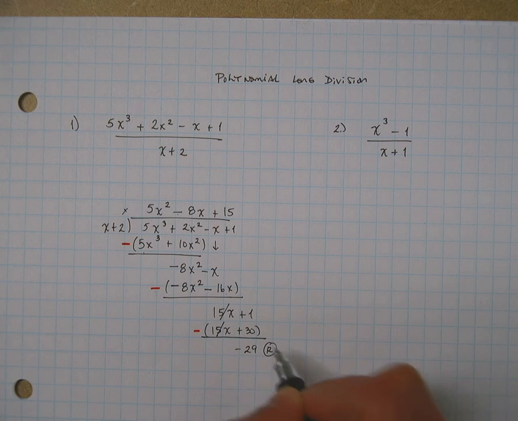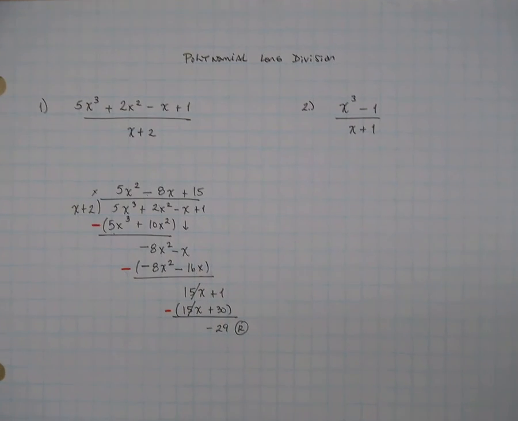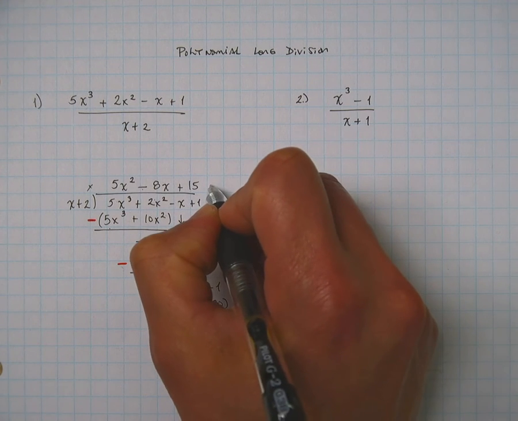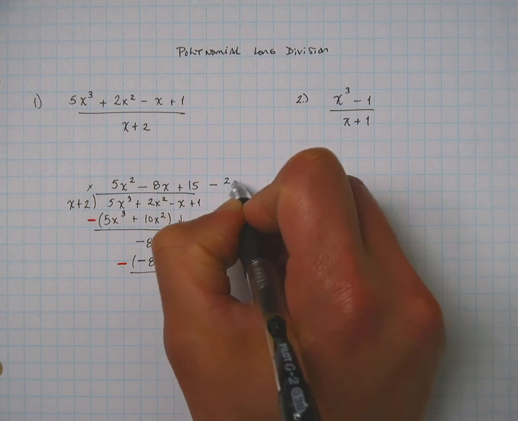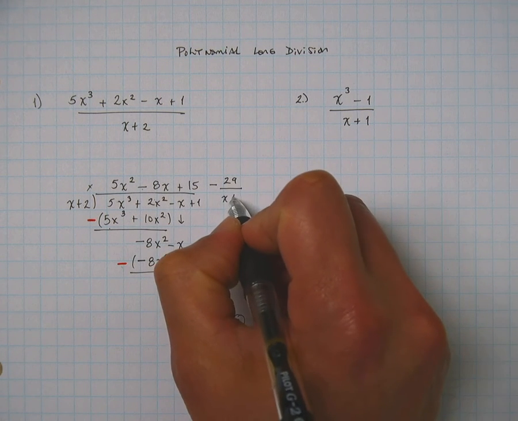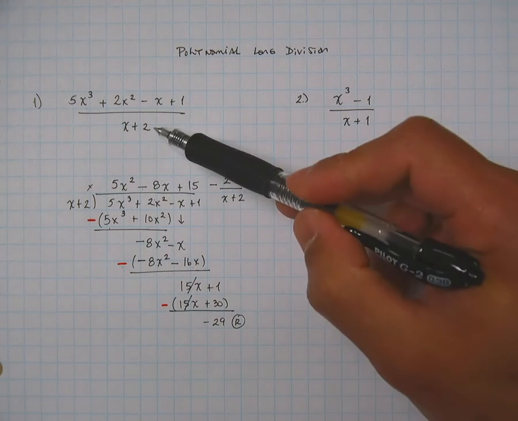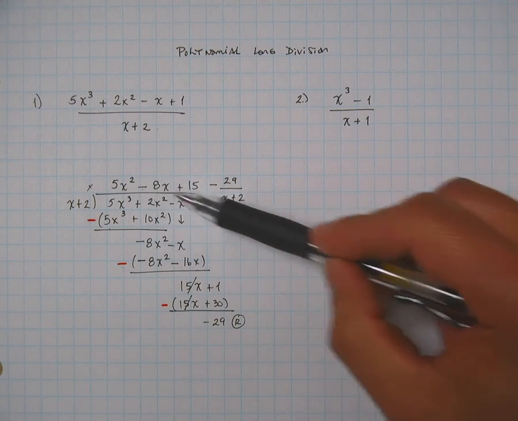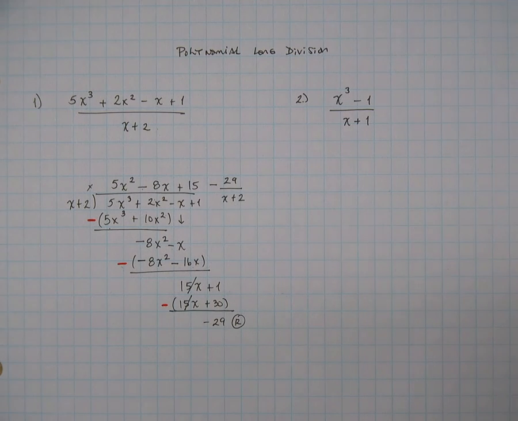And that's your remainder. So what do you do with the remainder? Well, you write it as a fraction. So you write it as minus 29 over, and your remainder is over your denominator, which stays the same. So this would be your solution, 5x squared minus 8x plus 15, and that's my remainder.